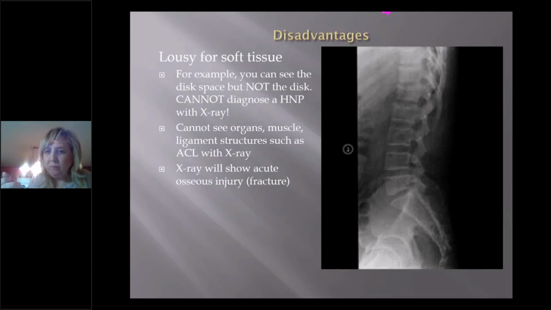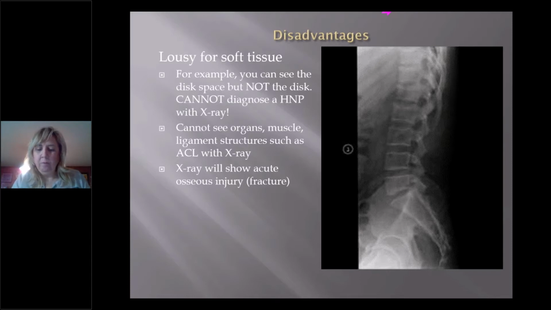What are some of the disadvantages? Well, they're lousy for soft tissue. If we look at this x-ray, I would propose or challenge anybody here to show me the muscles, show me the fat, show me the organs, show me ligamentous structures. You can't because you don't see them.